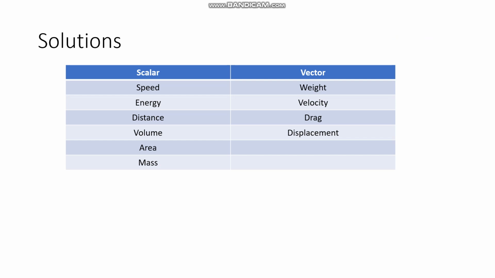The vector quantities on the right hand side: weight, which is the force of gravity acting on a mass, so that's got a direction down towards the centre of the earth. Velocity is the speed in a given direction. That's quite crucial later on in the course. So velocity is a vector quantity, has size and direction. Drag is a force, air resistance. So again, that has size and direction, often opposing the direction in which something's moving. And again, as we discussed earlier, displacement is the distance in a given direction, distance travelled in a straight line. So that is a vector quantity. Hopefully you found that okay.